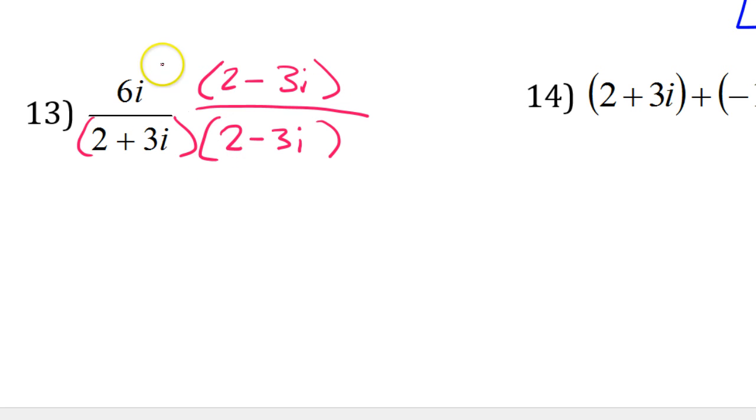Okay, so in the numerator, I'm just going to wind up doing the distributive property. So 6i times 2, that's going to be 12i. I mean, no, not i squared, just 12i. And 6i times 3i is going to be 18i squared.